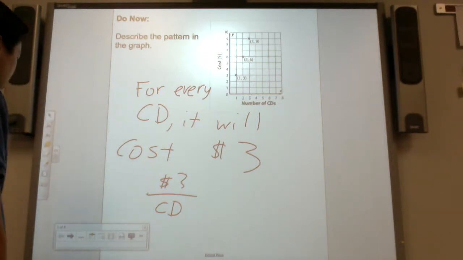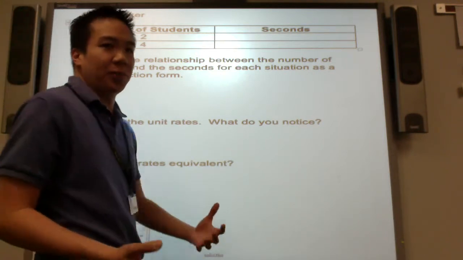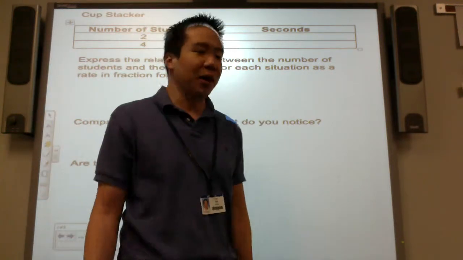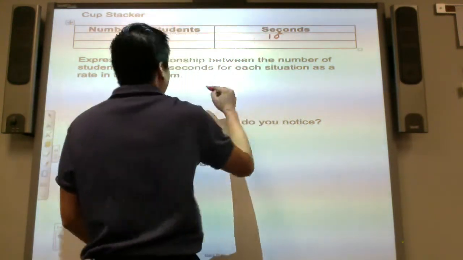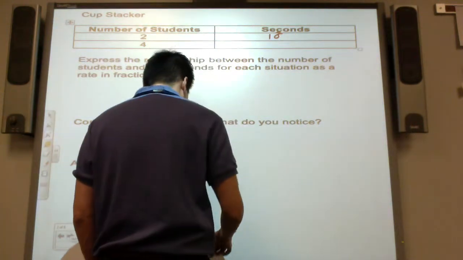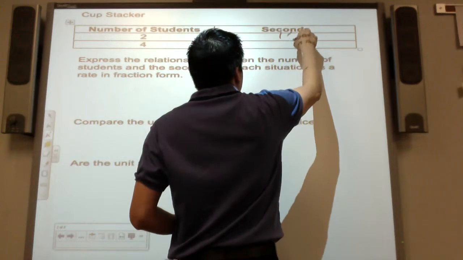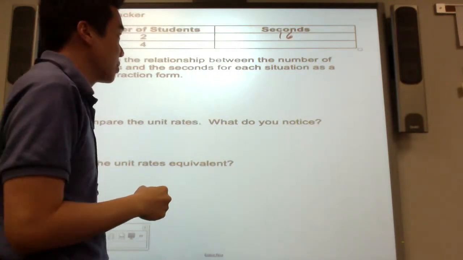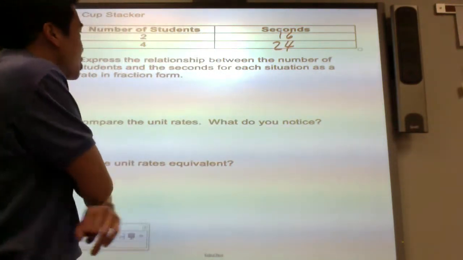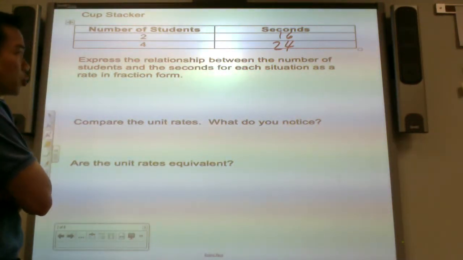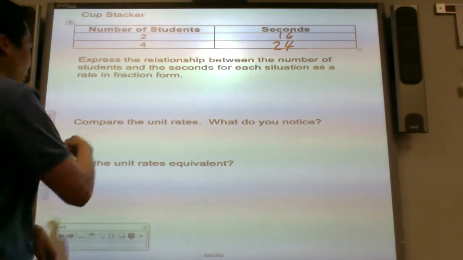So, in our next one, imagine we're doing cup stacking. We are going to be doing that in class, where you stack the cups and then you have to break it down. Let's do 16 seconds. It took 2 students 16 seconds to stack their cups, and it took 4 students 24 seconds. Express the relationship between the number of students and the seconds for each situation as a rate in fraction form.